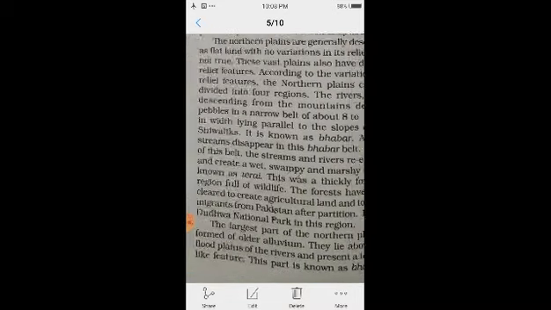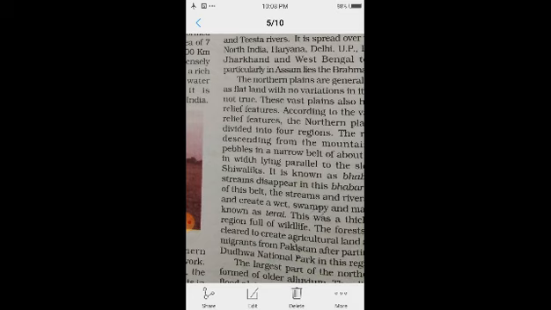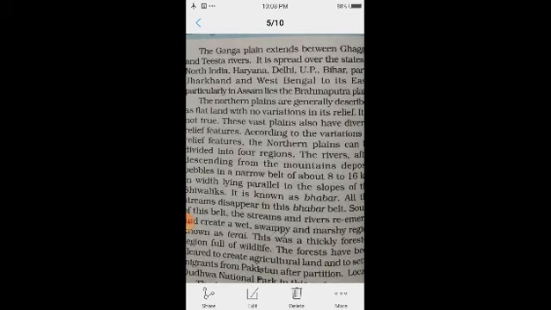It spread over the northern India, Himalaya. Ganga plain extends between Ghagar and Tista. We have seen it spread over the states of the northern plain: Haryana, Delhi, UP and Bihar, partly Jharkhand and West Bengal. To its east, particularly in Assam, lies the Brahmaputra plain.